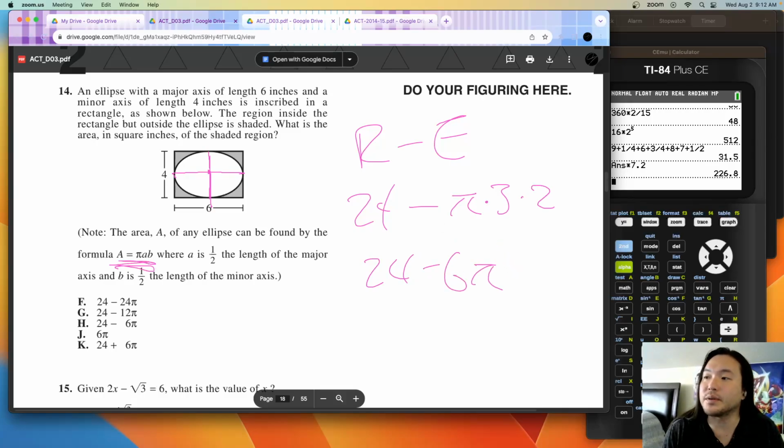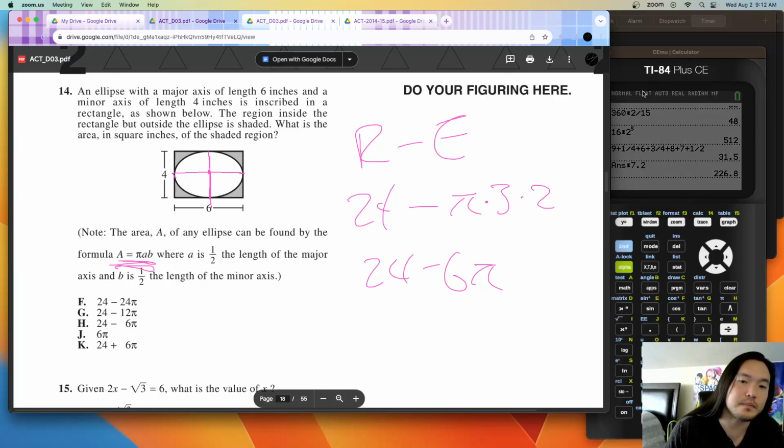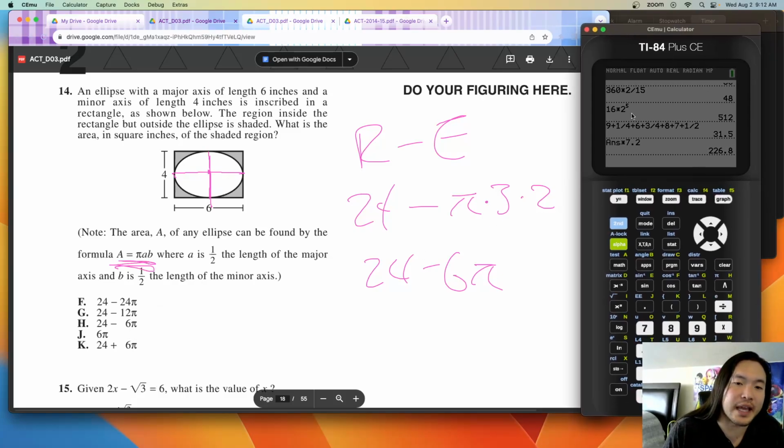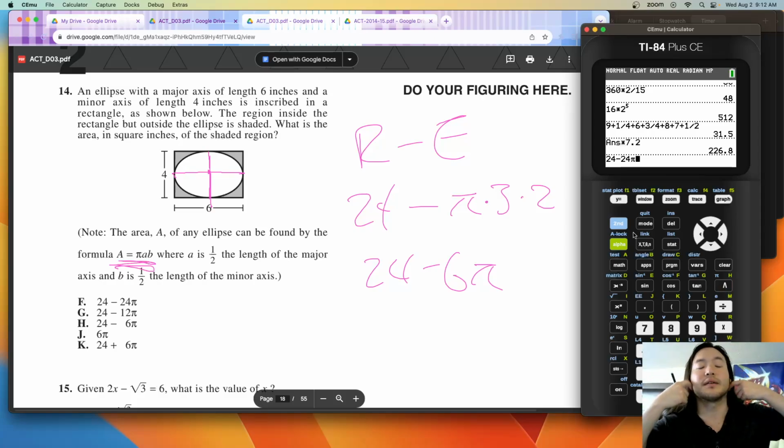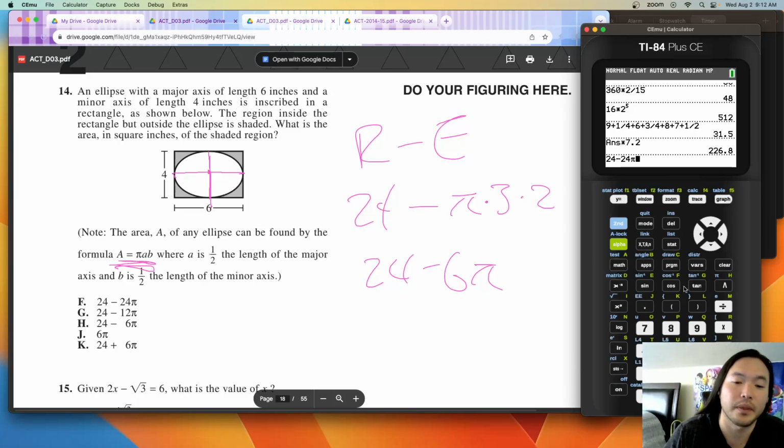But again, even if you can't piece all this together, hopefully you can tell it's either going to be F, G, or H, just using common sense, right? I'm looking for the area of the rectangle minus the area of the ellipse. But even if you can't get that, just try plugging the numbers into the calculator, right? So here I try to guide you in the correct direction. If you do 24 minus 24 times pi, you can definitely use 3.14 if you want.